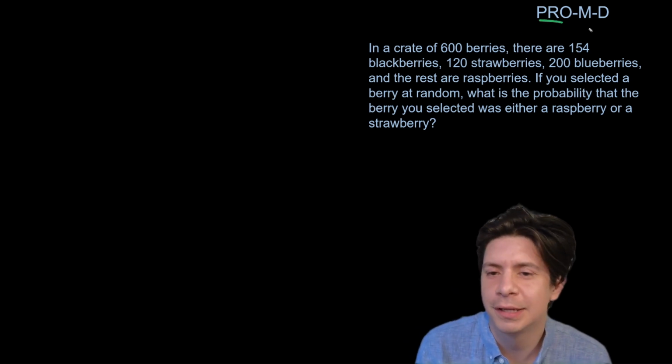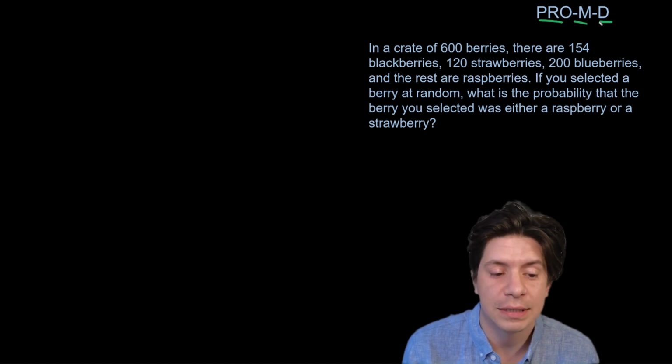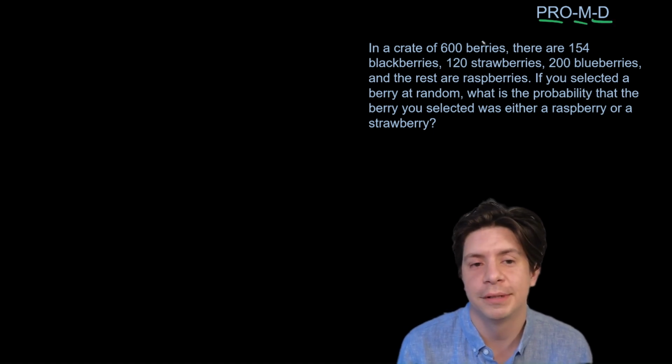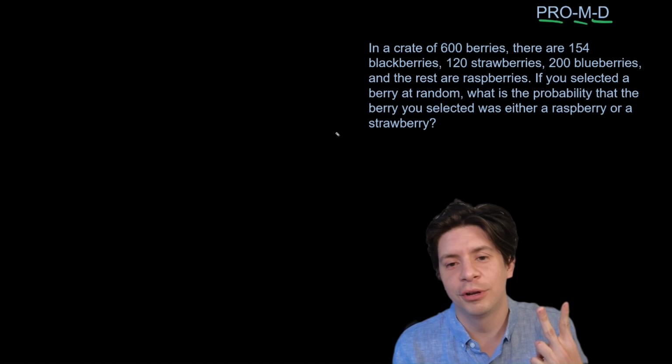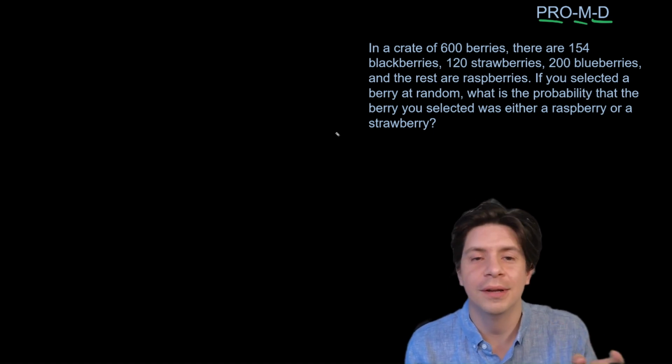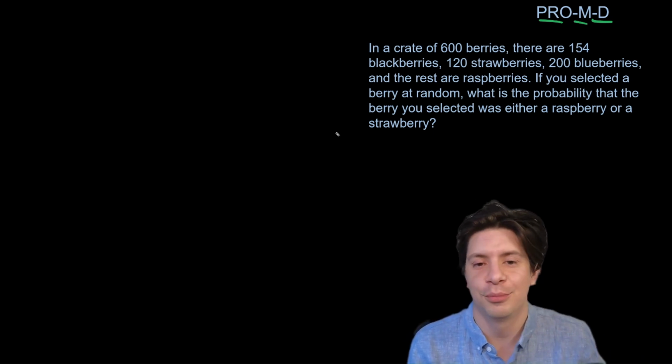We got probability, level medium, category D, which is about using multiple probabilities to find a value. We'll do two together and I'll leave you with a third one to do on your own, which you can watch how to do in the compilation video.